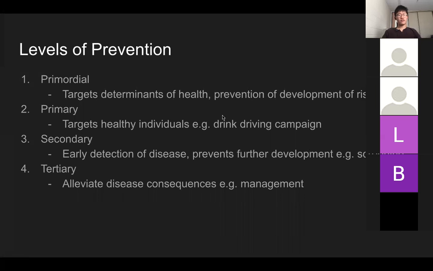Here you've got your different levels of prevention. Primordial, which targets your determinants of health. Primary prevention, which targets healthy individuals. Secondary, which is your early detection of disease and prevents further development of disease. And tertiary, which is to alleviate disease consequences. So it's your management.